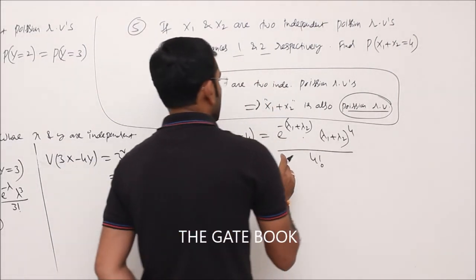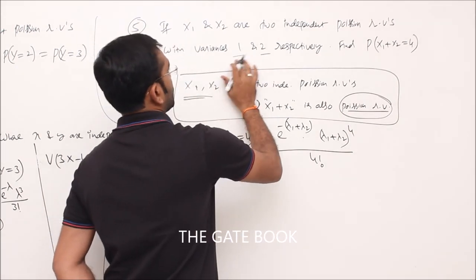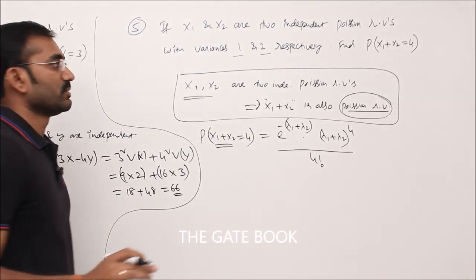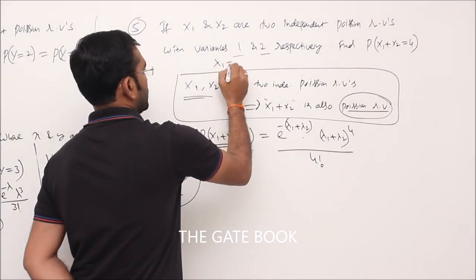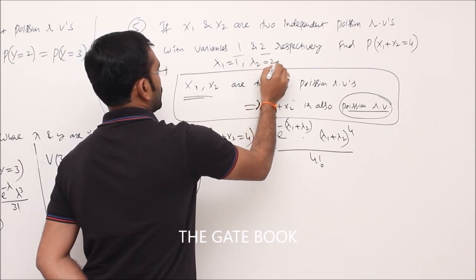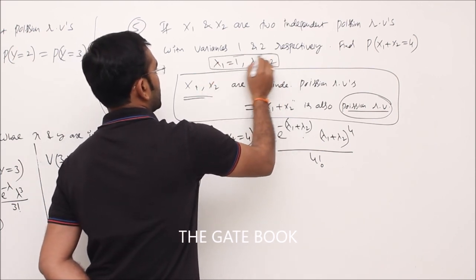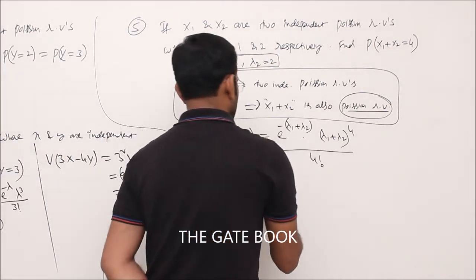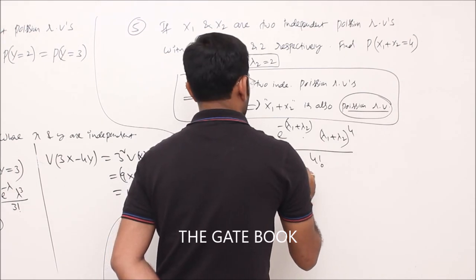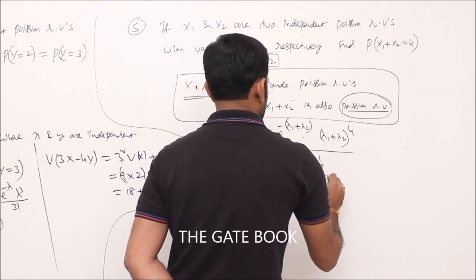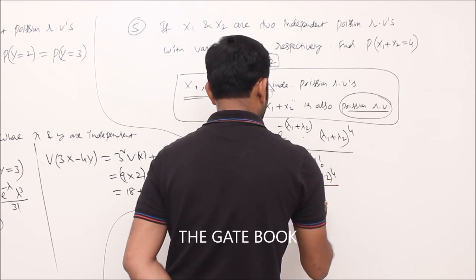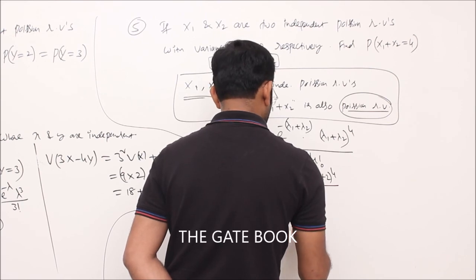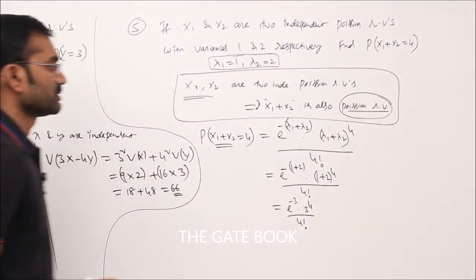Now, it is given that variances are 1 and 2. In case of Poisson distribution, we know that mean is equal to variance. So lambda 1 is equal to 1, lambda 2 is equal to 2. Since mean is equal to variance in case of Poisson distribution, lambda 1 is 1, lambda 2 is 2. So it implies e power minus 1 plus 2, into 1 plus 2 whole power 4 by 4 factorial. e power minus 3 into 3 power 4 by 4 factorial. So this is the solution of this question.